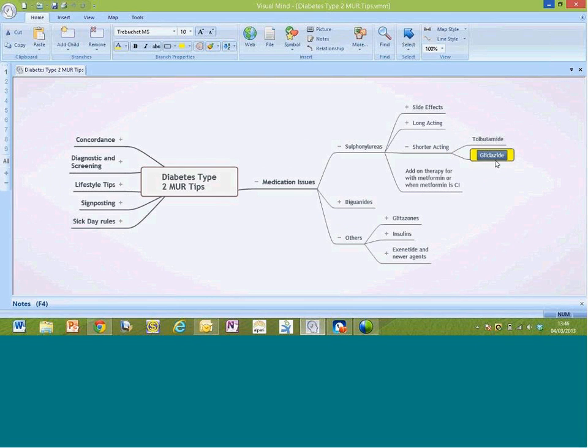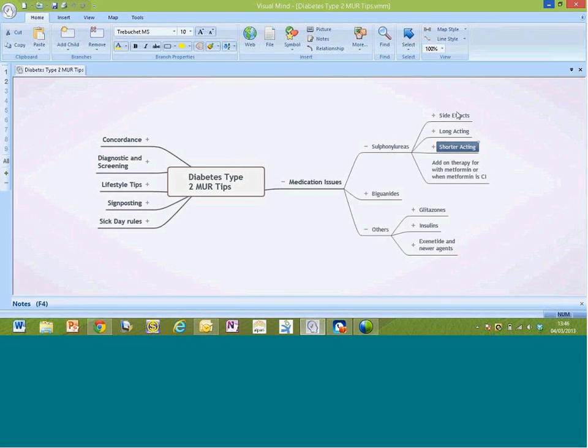I've highlighted gliclazide in yellow because that is the most common one that you'll tend to find now. Simply because it's shorter acting, and less prone to hypos as a result of that. So there's a couple of things there in sulfonylurea, just to refresh your memory on it.